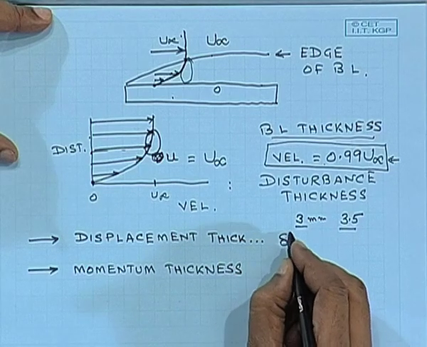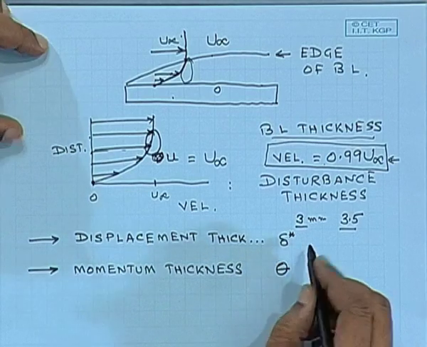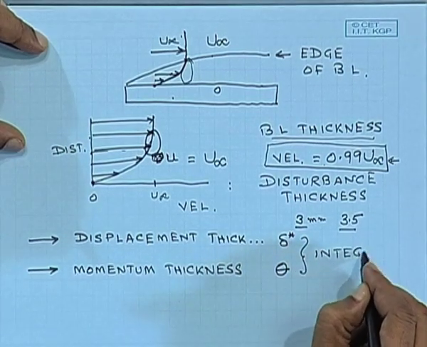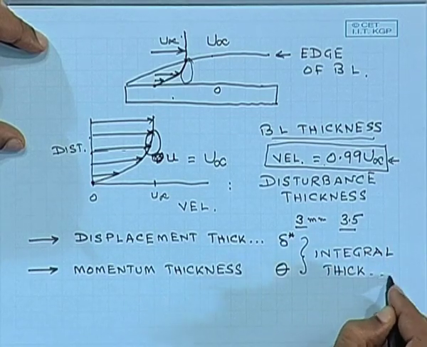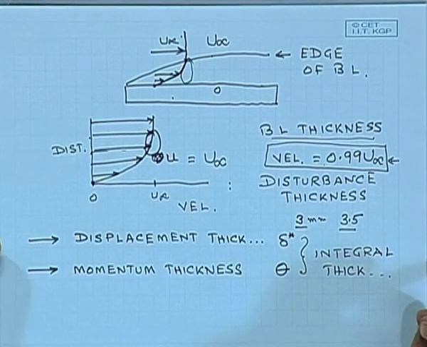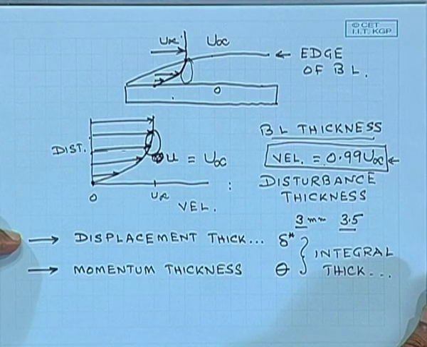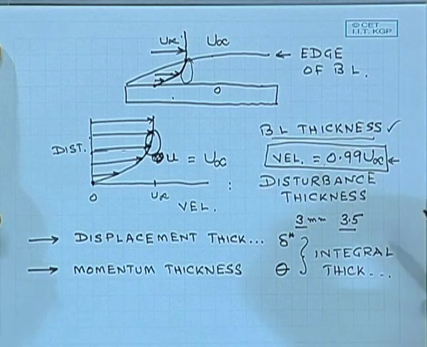This is denoted by delta star and this is generally denoted by theta. Both of these are integral thicknesses. So, we would try to see in the first class what these two are, and what are the advantages of using this approach over the boundary layer thickness.